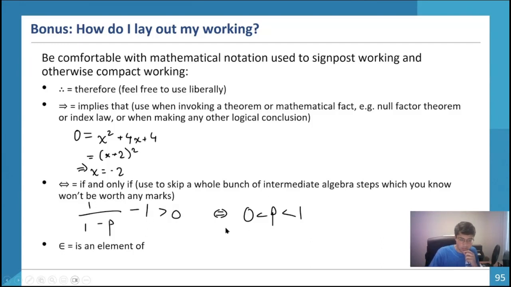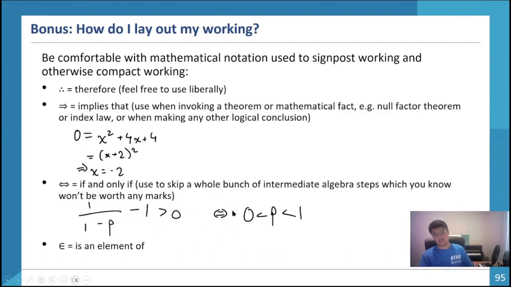For instance, if you look at this example here, we've got 1 over 1 minus p minus 1 is greater than 0. I could write out all my steps rearranging for p, or I could just use the if and only if sign and straight away state that 0 is smaller than p is smaller than 1. So it helps save a lot of time.